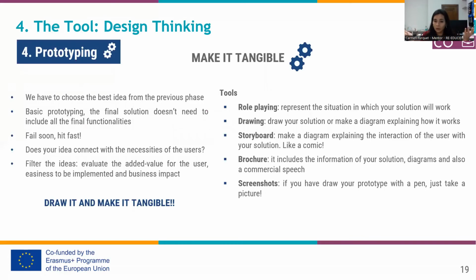Okay, you have your solution, but now you have to define the specific functionalities, to be more specific in the definition of your solution. So you have to choose the best idea among the different ones that have arisen in the previous phase. And now you start with the basic prototyping. That means that you don't have to include all the functionalities, only the basic ones, and that will help us to understand what you are going to develop.